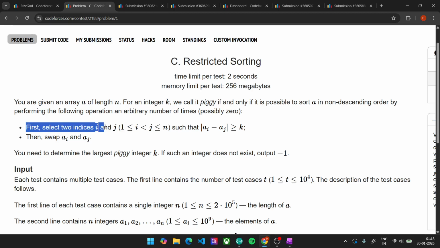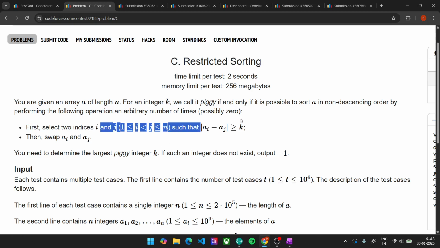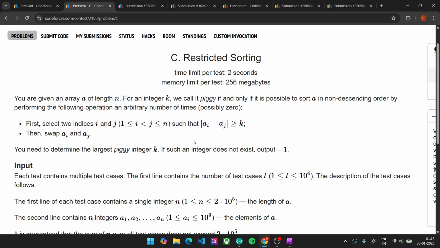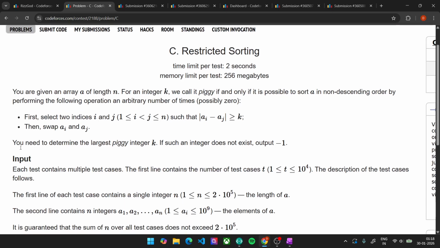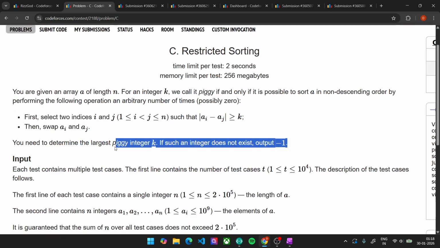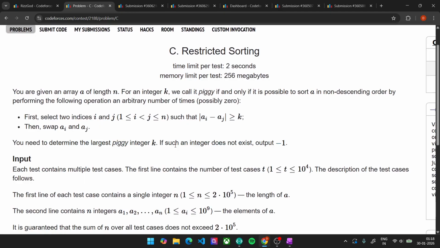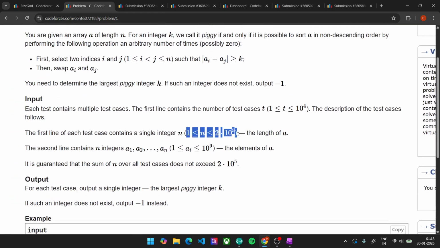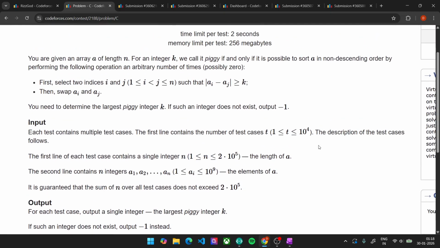First select two indices i and j such that ai minus aj is greater than or equal to k. This means we can swap any two numbers in the array as long as their absolute difference is greater than or equal to k. Then we have to determine the largest such k for which this is possible. If such an integer doesn't exist, then we output -1. And the constraints are nominal. N is 25.